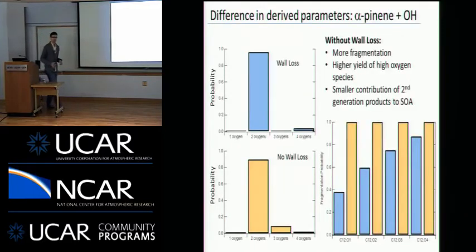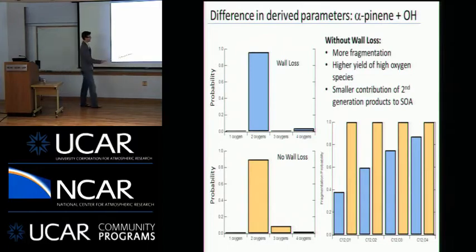It does. One interesting thing that you find, and just to pick a different system here, the alpha pinene plus OH system, a little complicated here, but it does change the parameters that you get out of the SOM fit as well. So this is 2 fits, both fitting to the same chamber data, one with wall losses on, one with wall losses off. And what you see is that the distribution of oxygens that you get here is a little different. I mean, it's not dramatically different by any means.